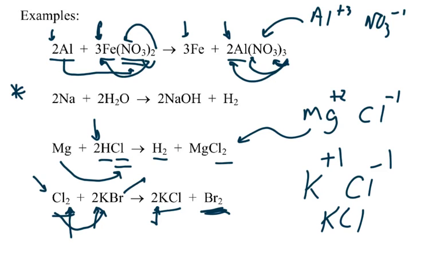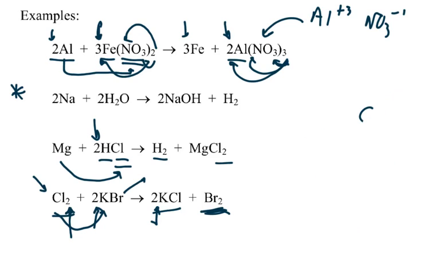You have 2 on each side. So make sure, when you kick an element out, recognize if that element is diatomic or not. In this case, bromine, once it got kicked out, it's diatomic, so you had to put the little 2. Now I'm going to give myself a little bit of space here, and we're going to look at the one I asked you to skip, which is the second one here, number 2.